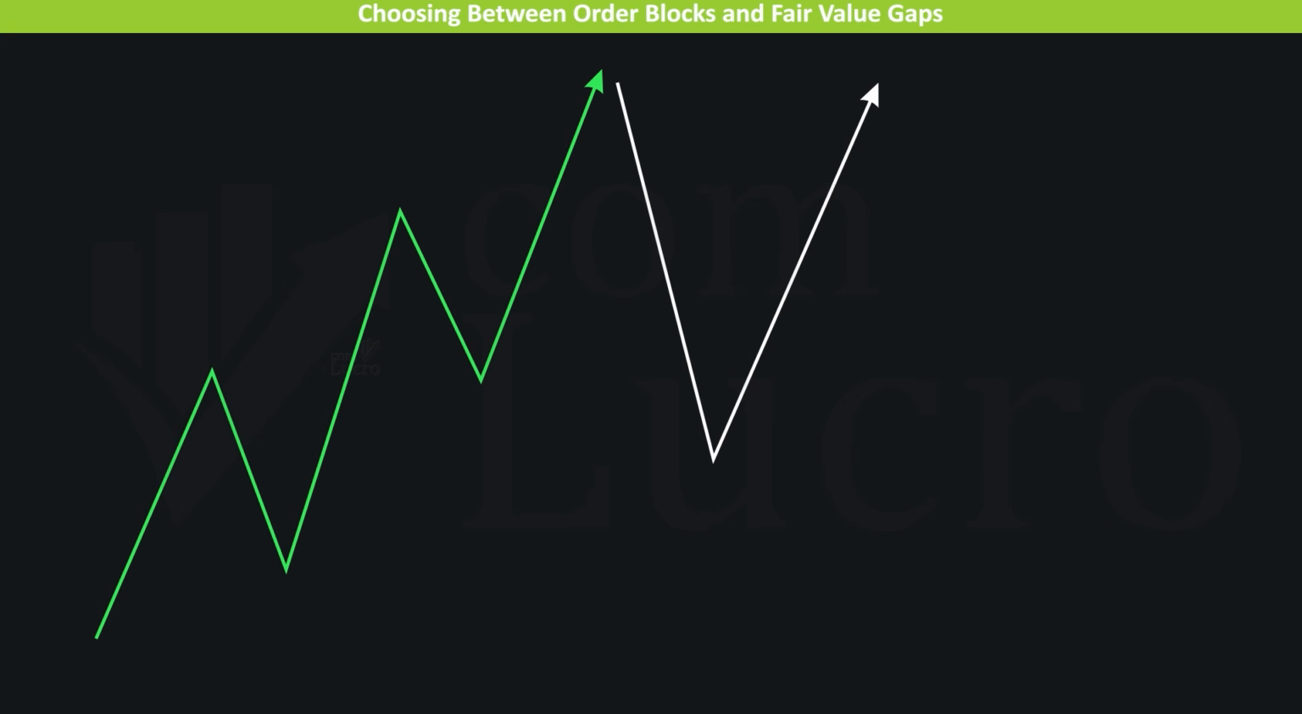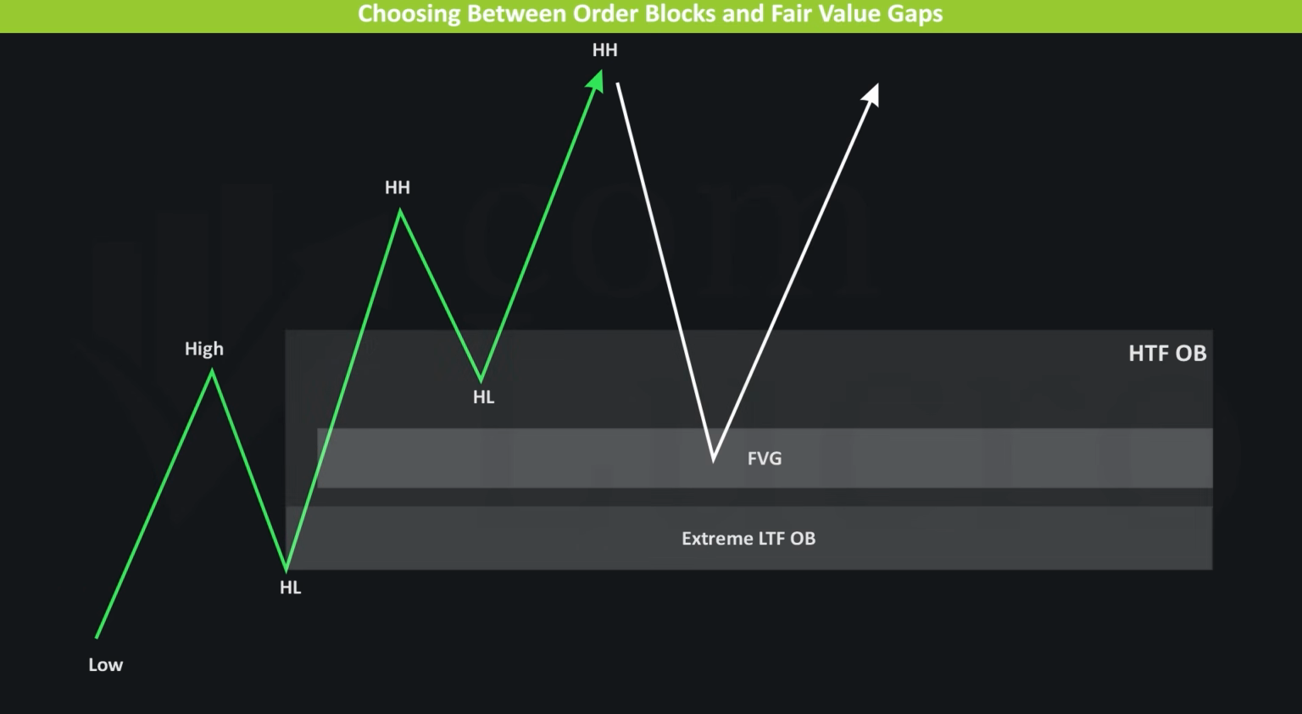So let us imagine that price forms a structure like this on the lower time frame. As mentioned earlier, on time frames such as the 15-minute or 5-minute chart, price is much more likely to react to the fair value gap that appears above or below the order blocks and reverse from that gap before reaching the extreme lower time frame order block.